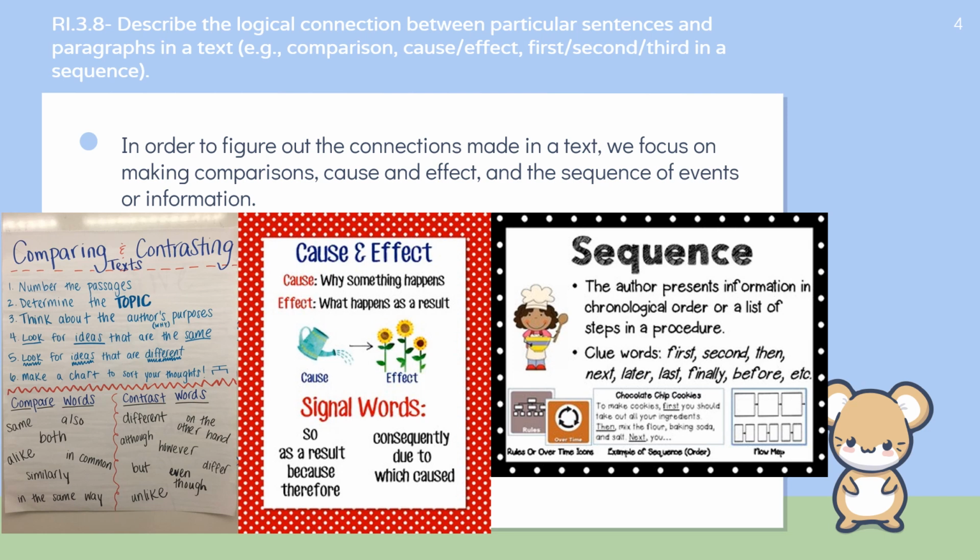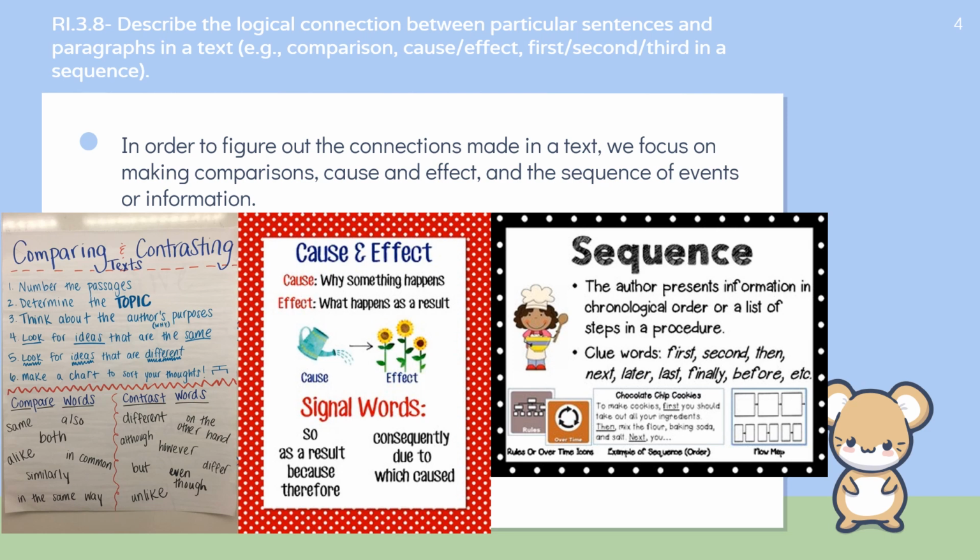If you look at this second anchor chart here, it's talking about cause and effect. So remember, cause is why something happens, and the effect is what happens as a result of the cause. The anchor chart gives us a good example. If I water my plants, then I'm going to get beautiful flowers. So the cause of my flowers growing is me watering them. So the cause is the watering of the flowers, and the effect is the flowers growing.